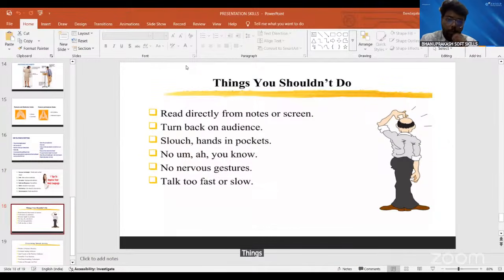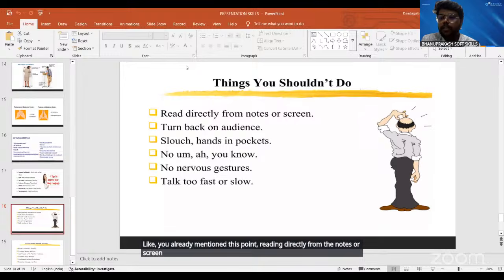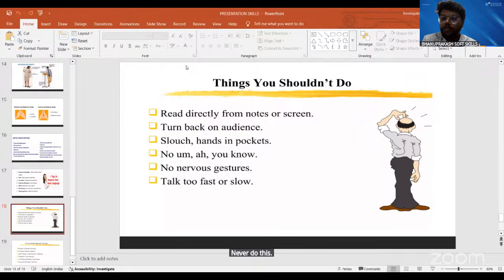Things you shouldn't do, like you already mentioned this point, reading directly from the notes or screen. Never do this. Most of the times, whenever I take the presentations, I can see students usually read each and every line and then they leave. But the meaning of the presentation itself is explaining something. If you read, that is a totally different or opposite thing. Reading is totally different from explaining.